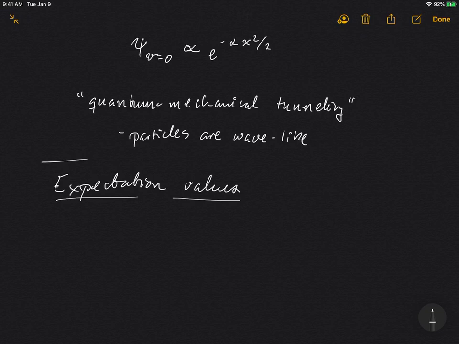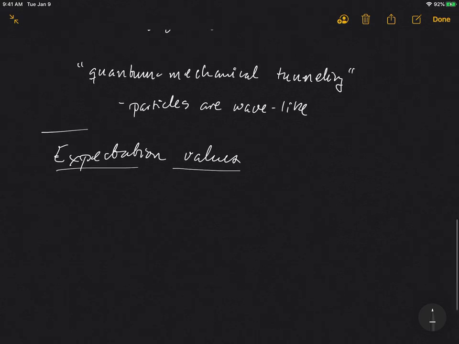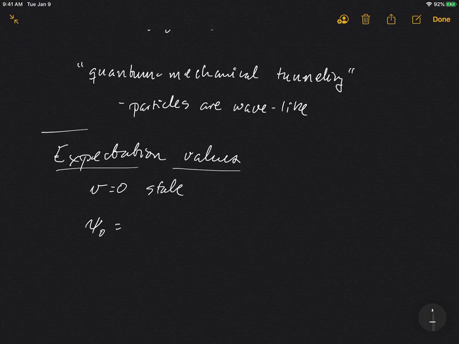And then the other thing that we're interested in is what the expectation values are for things like position and momentum. And that involves integrals again. So first of all, we're going to look at the v equals 0 state, and the full algebraic expression for the v equals 0 state, including the normalization constant, which we glossed over until now because it hasn't been important for, say, calculating the energy. But for expectation values, the normalization is important.